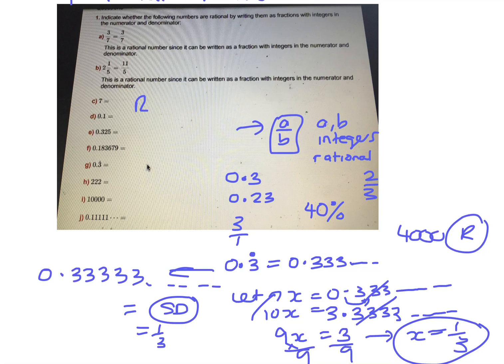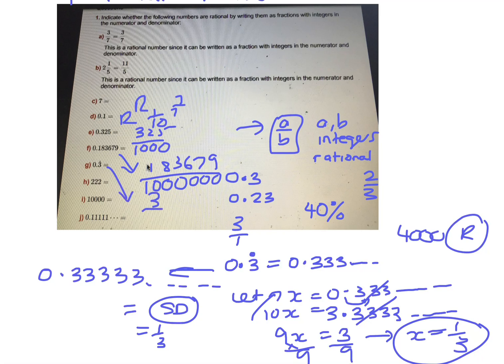Okay, so any of these, like 7 is rational, that's rational because it's 7 on 1. That's 1 on 10. 325 on 1, 123 on 1,000. 183679 on 100000. Okay, 0.3 recurring is 3 on 9, which is 1/3.